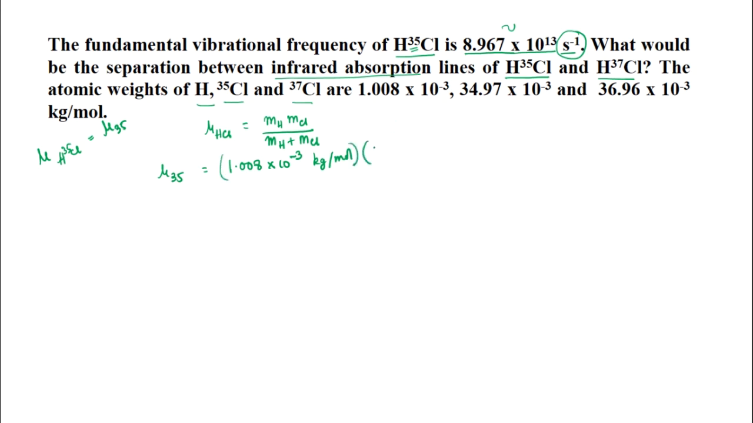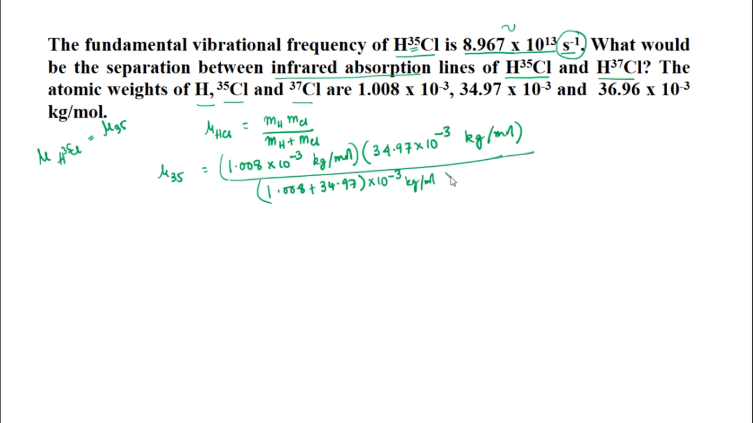Then we have 34.97 times 10 to the power minus 3 kilogram per mole, divided by 1.008 plus 34.97 times 10 to the power minus 3, that is kilogram per mole, and we have times 6.022 times 10 to the power 23 mole inverse. So, if we do this calculation, what we get is 1.627 times 10 to the power minus 27 kilograms.